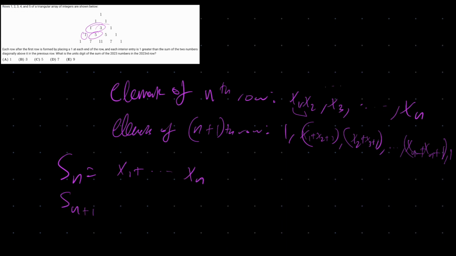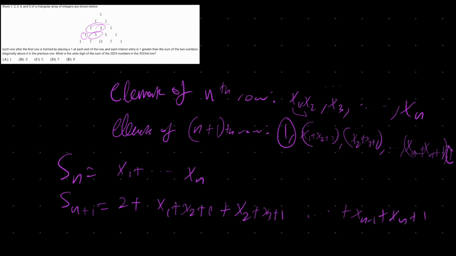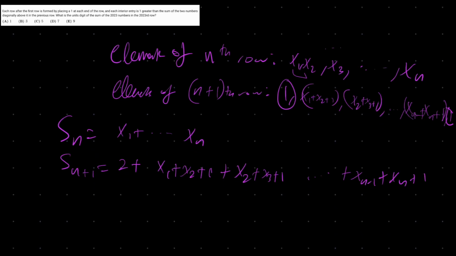S_{n+1}, however, is, let's just add the ones first. We have 2 plus x1 plus x2 plus 1 plus x2 plus x3 plus 1, all the way through x_n minus 1 plus x_n plus 1. Now everything except for x1 and x_n appear twice. So we can bring these over.